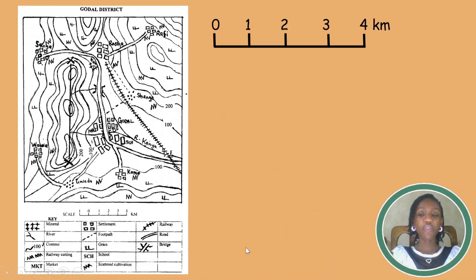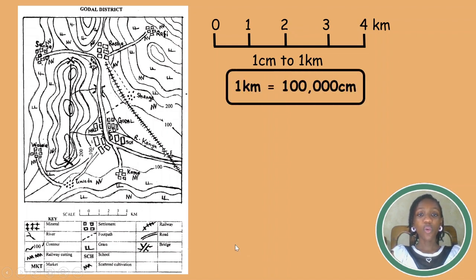Now, as you can see, I've created a similar linear scale, ignoring the numbers before the 0. So measuring the distance between the numbers, we have 1 centimeter. And since the interval between the numbers is 1, we can write the scale as 1 centimeter to 1 kilometer. And this is statement scale, but we need to convert the map scale to representative fraction. Recalling that 1 kilometer is equal to 100,000 centimeters, and hence 1 centimeter will be equal to 100,000 centimeters.